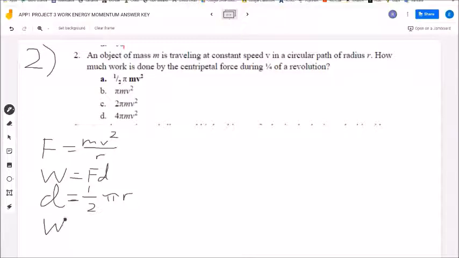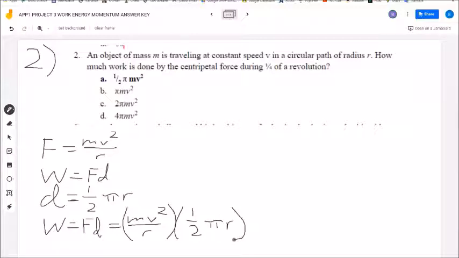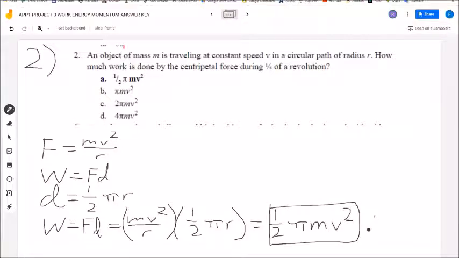So then we're left with, since we know work is force times displacement, mv squared over r times half pi r. This gives us 1/2 pi m v squared, which is our answer. Therefore, answer choice A is correct.